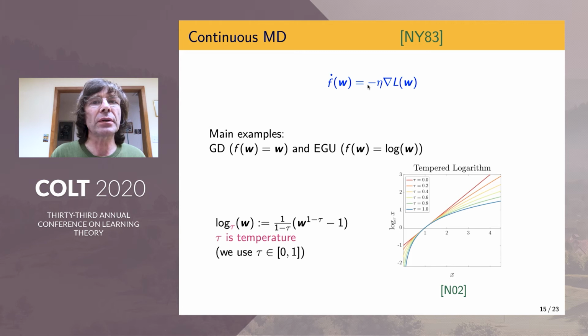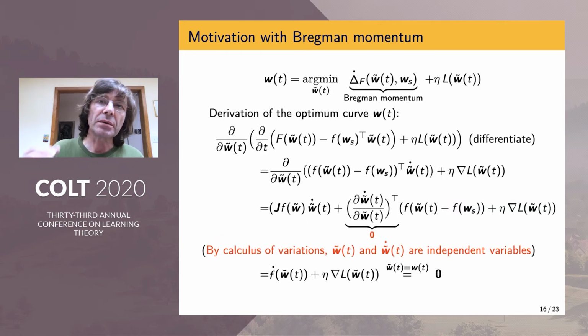And the multiplicative one was the log link, you see? And now we changed the log to be a log tau and modulate the tau. So this is the original logarithm, tau equals 1. Tau equals 0 becomes straight line gradient descent, as you'll see. Okay, you can motivate the continuous update also using Bregman divergence. You have to do a Bregman momentum. It looks like this. And you do a little bit of variational calculus, and you end up with this update, f dot equals minus the gradient. Okay, the continuous mirror descent update.